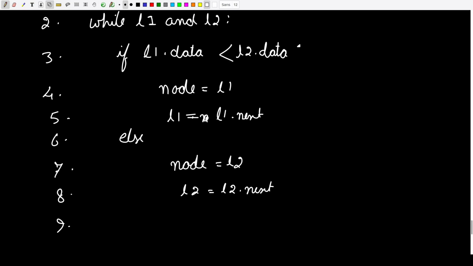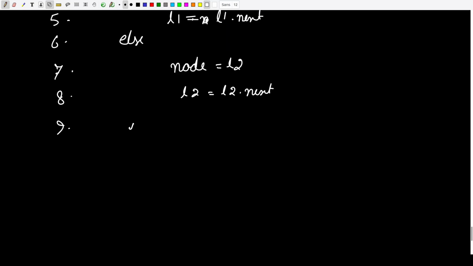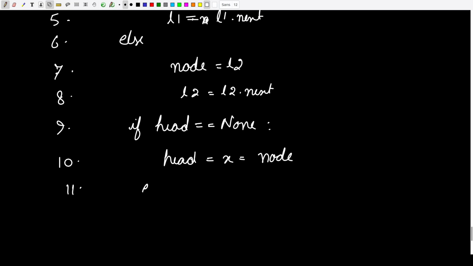Now the node has to be inserted into the merged linked list. So let's go ahead and do it. If head is equal to none, which simply means it's the first element, then we say head equals x equals node. Otherwise, since x points to the last element of the linked list, x.next is equal to node, and let's move x to the last node, so x equals node. And that is how we will be able to merge it.